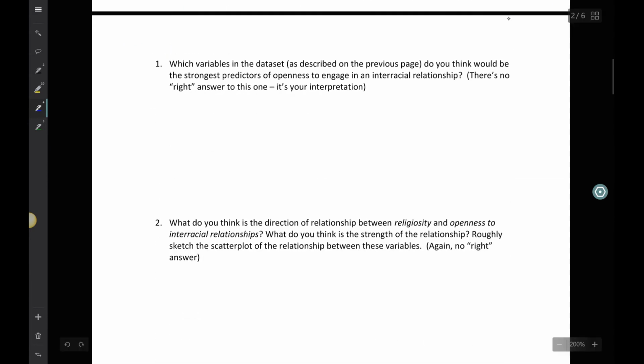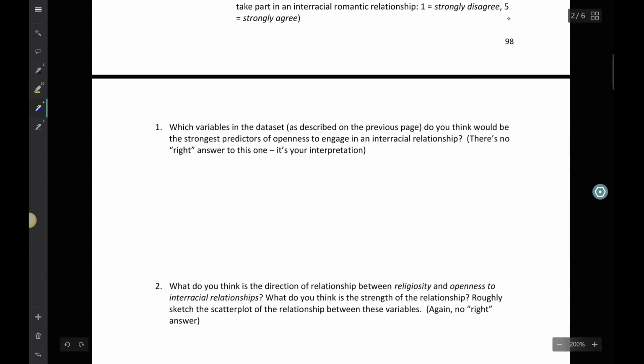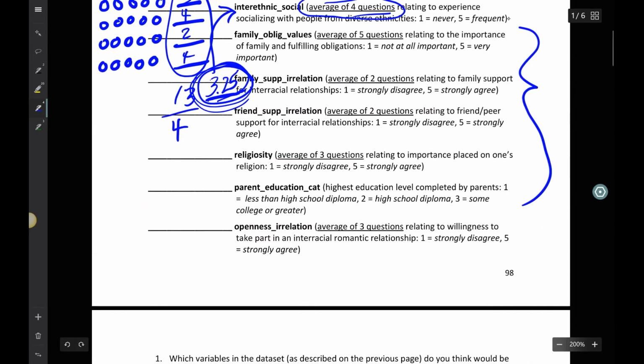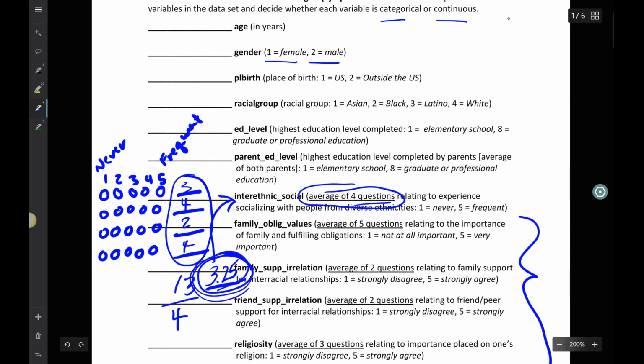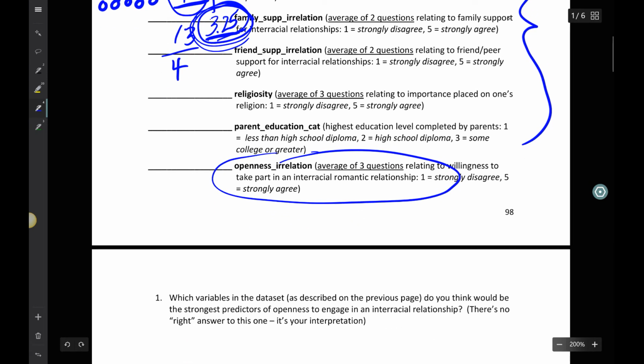Then for questions 1 through 4, these are the kind of questions where there's no right answer. I just really want you to think about the question, engage with the material. And so these 4 questions are all referring back to these variables, again, from our data set. So for example, which variables in the data set do you think would be the strongest predictors of being open to engaging in an interracial relationship? So again, there's no right answer for this, but you may look through and think about, what do you think from here? Which of these variables do you think may be related to that openness to engaging in an interracial romantic relationship?